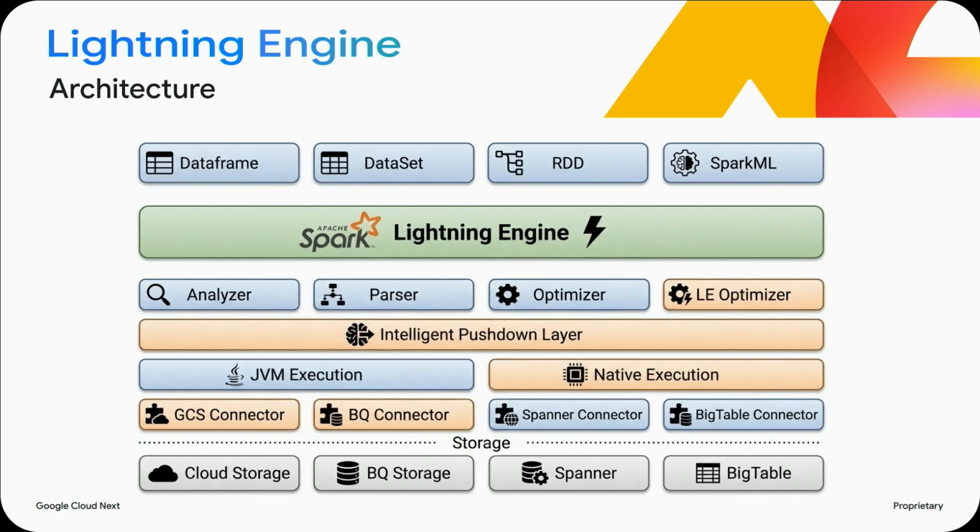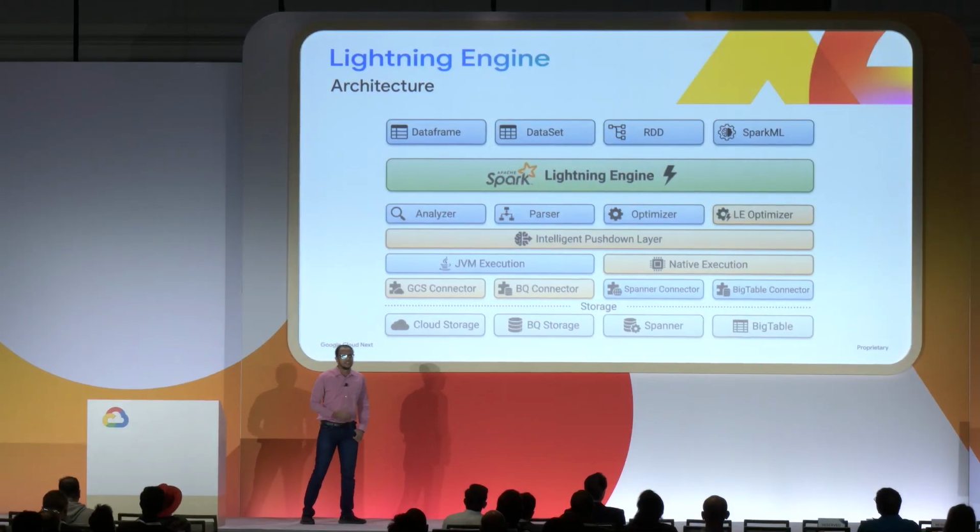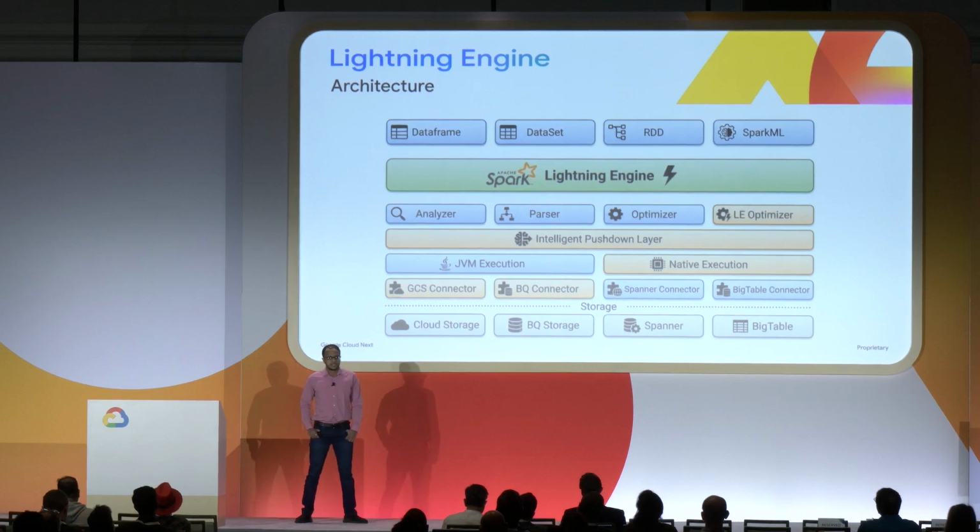Now, beneath the APIs, we have built the state-of-the-art Lightning Engine optimizer. This optimizer is inspired by the F1 and Spanner query optimizers, which are proprietary Google engines. It makes sure that we generate a super optimized plan for your queries. Once we have query plans generated that are optimized for performance, we have an intelligent pushdown layer. This layer decides which operators can be executed on the native engine and which operators still need to be executed on the Java engine. This intelligent pushdown layer, apart from generating the physical plan, also takes care of defining the optimal configurations for your job.